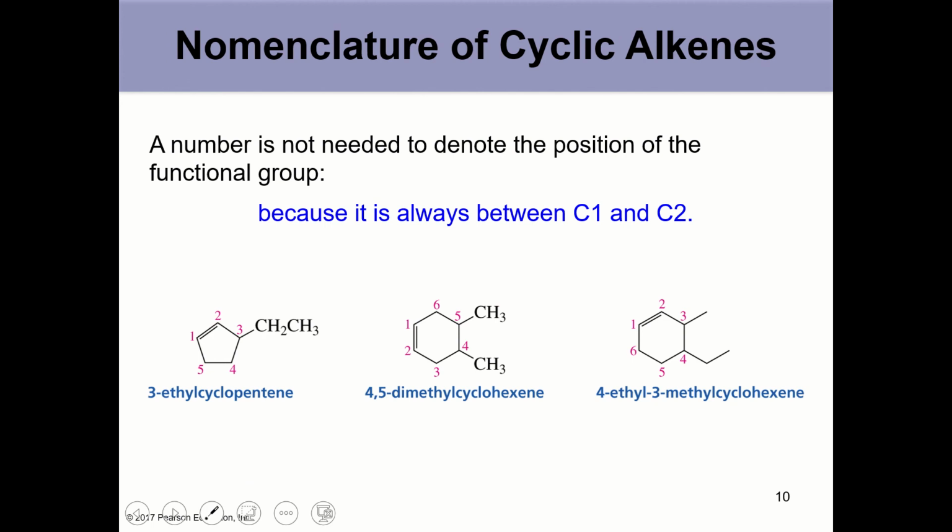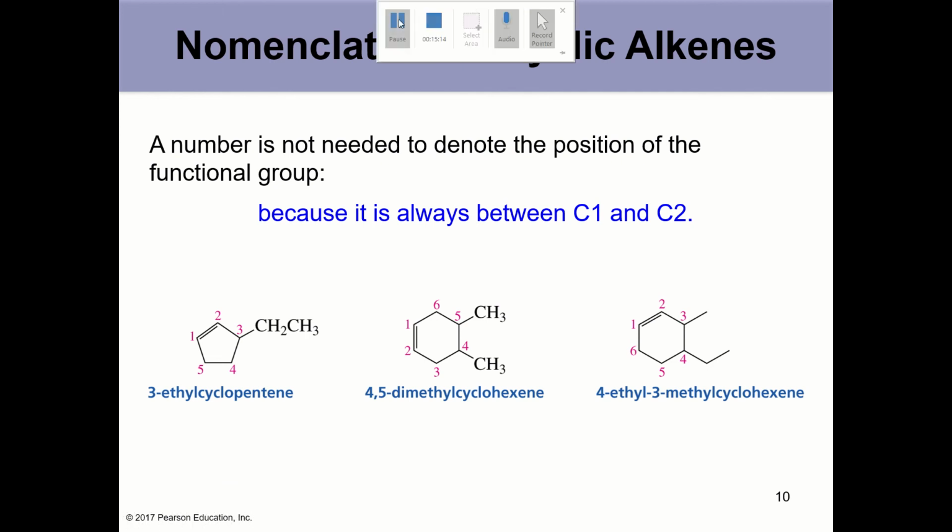Nomenclature for cyclic alkenes. A number is not needed to indicate the position of the functional group as a pi bond. For the nomenclature of cyclic alkenes, a number is not needed to denote the position of the alkene functional group. It is always between carbon 1 and carbon 2 of the alkene, as long as the pi bond is the priority functional group.